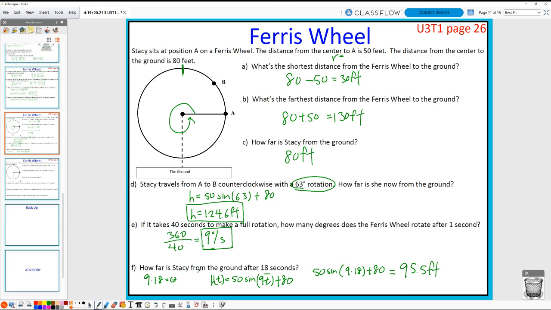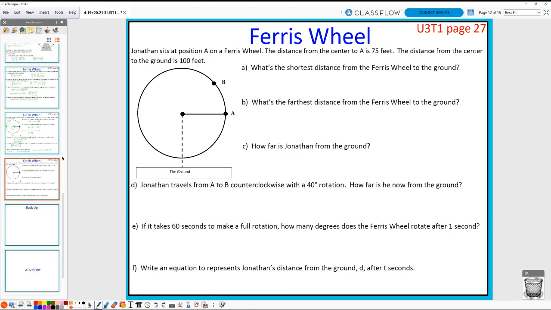Okay, again, 18 seconds. Again, they tell me it's 40 seconds to make a full rotation, so halfway will be 20 seconds. 18 is just under that, right? So I'm somewhere over here. Well, if I'm over there, I have to be greater than 80, which I am, but then less than 130, which I am as well. So again, not perfect, but it gives me a general idea. I'll do one more example, and that'll be the end of this video.